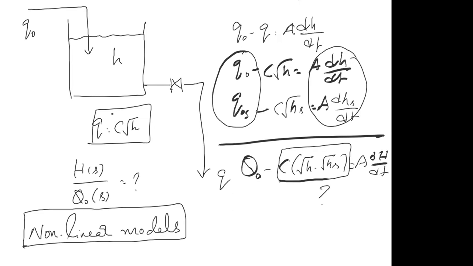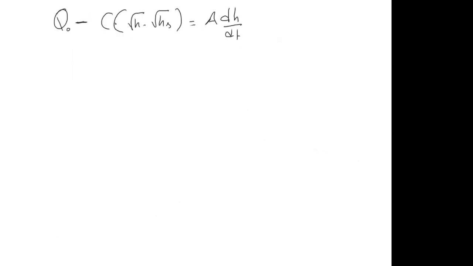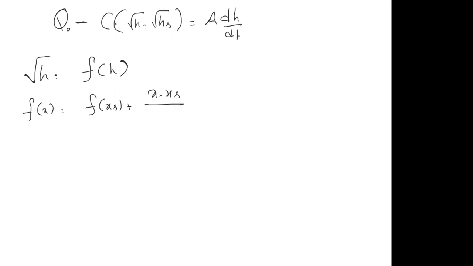Clear? That is where the concept of Taylor series comes into the picture. Can we write root H as a function of H? Let's say f of x equals f of xs plus x minus xs by 1 factorial into f dash of xs plus x minus xs squared by 2 factorial into f double dash of xs. This is the Taylor series. Correct or not?